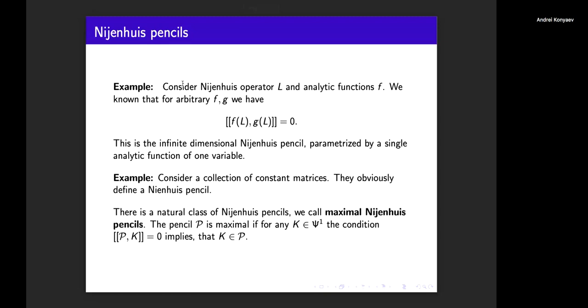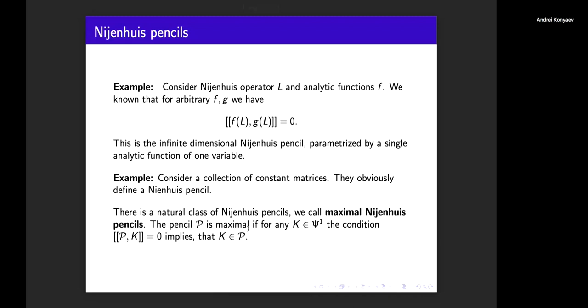But we see that, for example, if I take a constant Nijenhuis pencil, I can take only diagonal matrices, and then I can add other constant matrices. So the Nijenhuis pencils have maximal elements by inclusion. What does it mean? A Nijenhuis pencil is called maximal if for any K such that K commutes, in the sense of the Frölicher-Nijenhuis bracket, with all the elements of the pencil, it implies that K lies in this pencil. So in particular, it implies that K must be Nijenhuis, because it lies in the pencil, and so on and so forth.